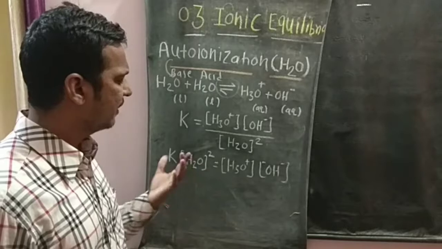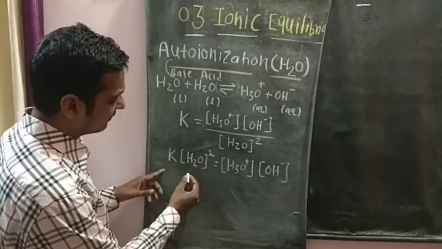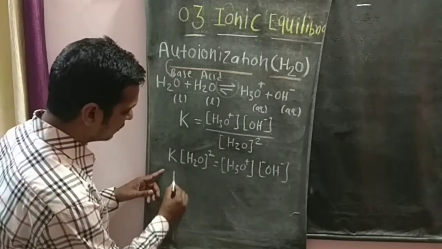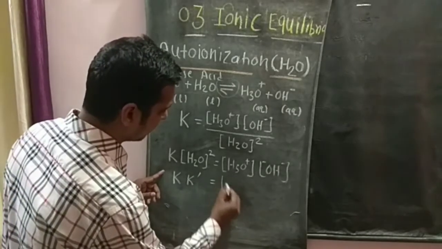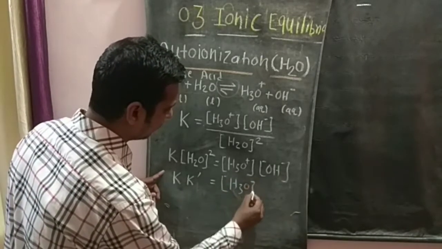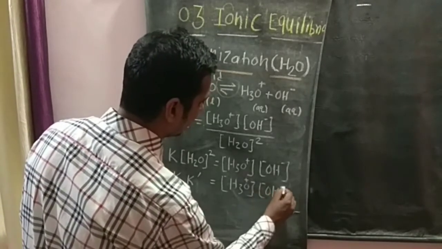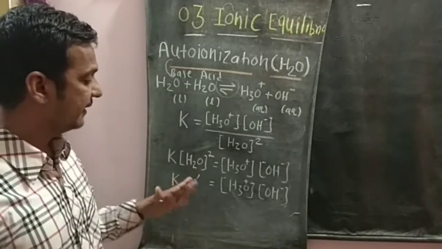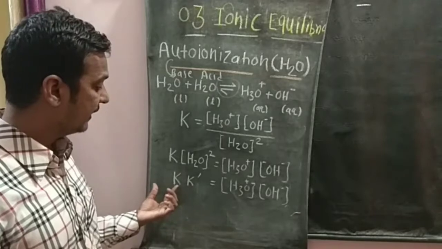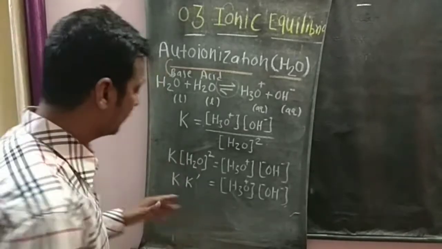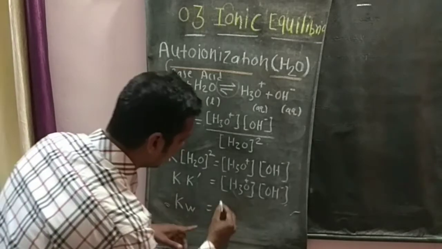So we can take H2O constant as K dash. So K into K dash is equal to the concentration of H3O plus into the concentration of OH minus. Here we can take the concentration of water as constant, which is denoted by K dash. So now K into K dash is equal to Kw, which is equal to H3O plus into OH minus.